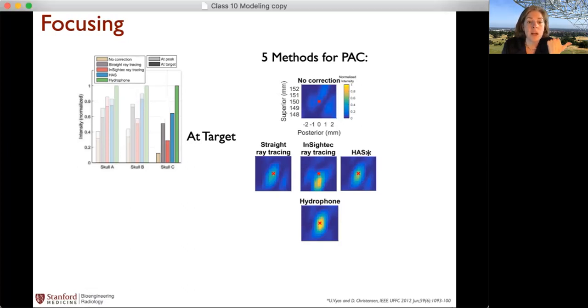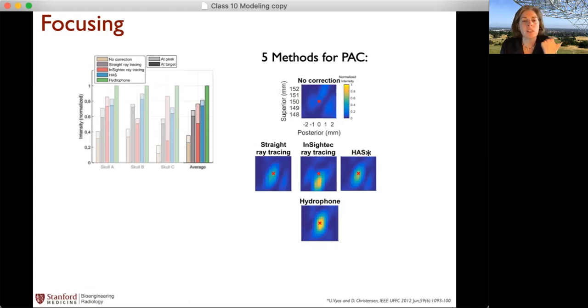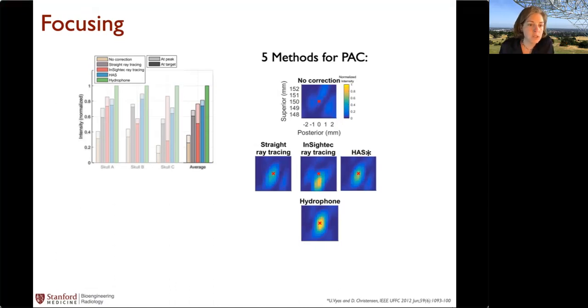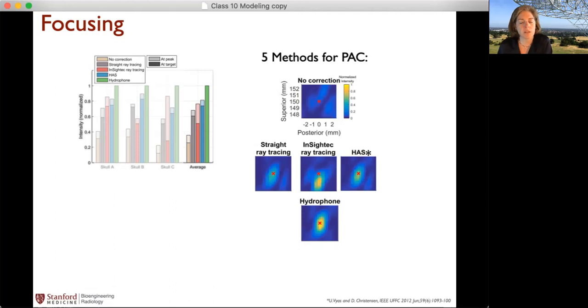With the Insight system, not good there, but if you actually measured it at the focus, it's much better. And then with the HAZ method, it's better. So if you're looking at the focus, the Insight system did much better. Now this is just averaging across the 3 skulls. What we see is maybe about 30% in the case where there's no correction. And then if you use the straight ray tracing, you can get about 60% of your intensity back. That's compared to the best you can do with the hydrophone. And then using the other methods, you can do maybe a bit better. The HAZ method, you can get up to maybe about 80%.